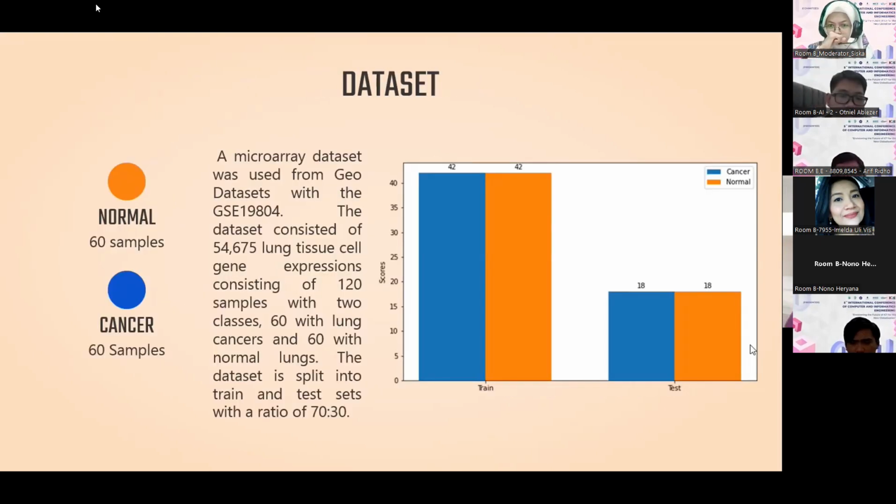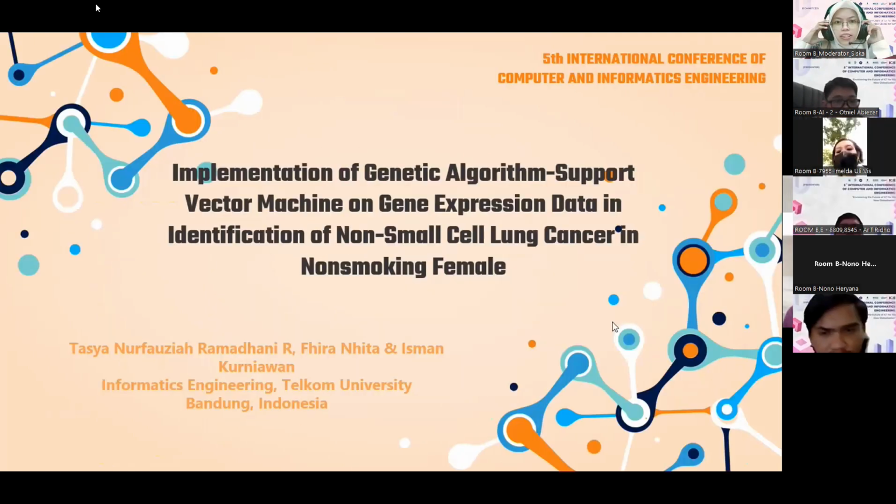70 and 30. The comparison of the number of samples for each class on the train and test is shown in the figure. In the train set, the number of cancer samples is 42 and the number of normal samples is 42. It's about implementation of genetic algorithm support vector machine.